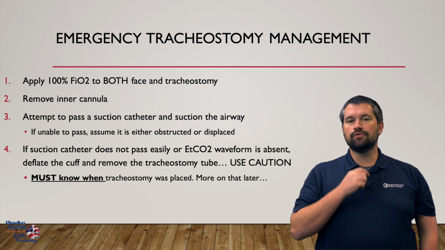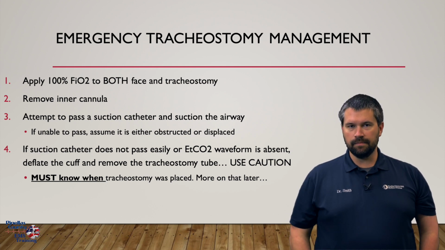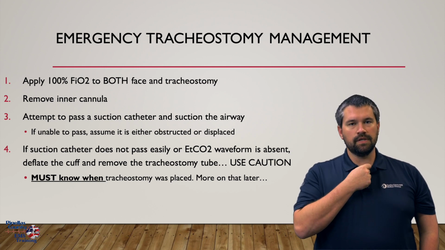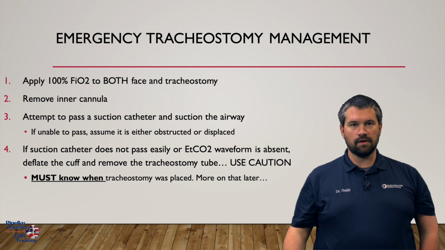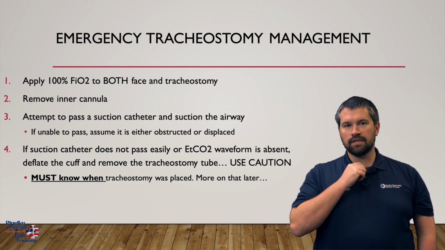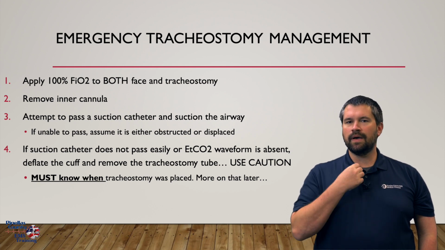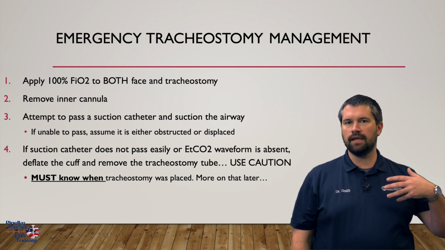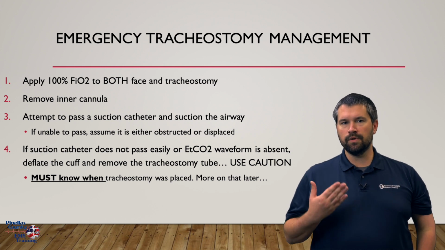Number two is remove the inner cannula of the tracheostomy. Now this device should be easily removable. If you have any issues with it, stop immediately and talk to the patient or a family member that is there. Number three, once the inner cannula is removed, attempt to pass a suction catheter through. See if there's a blockage, maybe a hardened piece of phlegm or mucus.